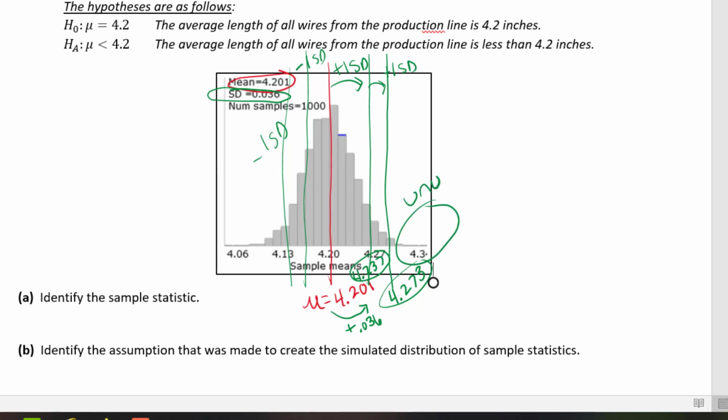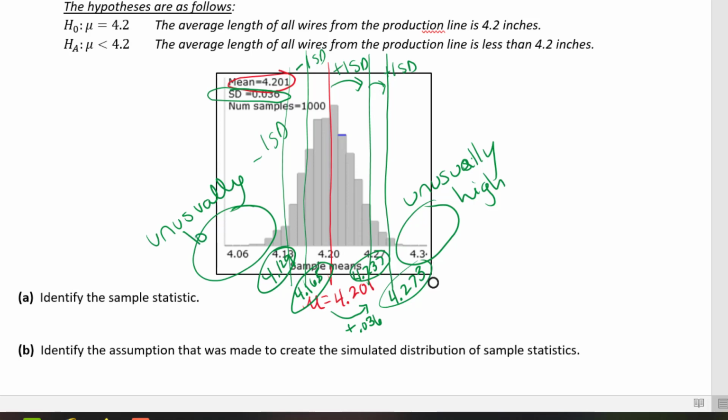Any statistic you got that was higher than 4.273 would be considered unusually high. And if you went downwards, 1 standard deviation below the mean is 4.165, 2 standard deviations below the mean is 4.129. Any statistic we got lower than that would be considered unusually low.